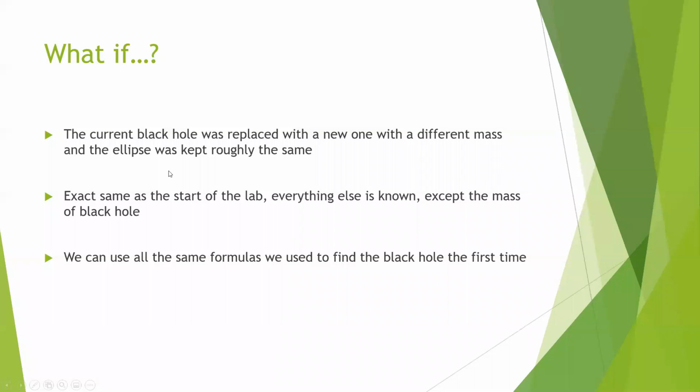So what if the current black hole was replaced with a new one with a different mass, but the ellipse was kept roughly the same? Well, then our situation would be the same as the beginning of this lab, where all of the values are known except for the mass of the black hole. And we can just use all of the same formulas we used to find the current black hole to find the new one.